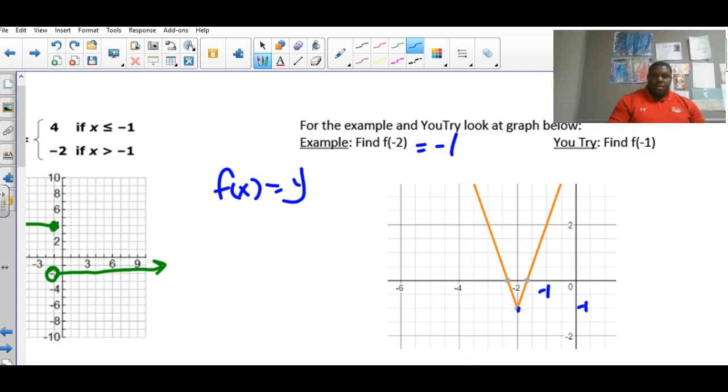And over here, if f is negative 1, so here's negative 1. Well, where's the function? It's not down here. There's no graph here. If I go up, there it is, 2. The function where x is negative 1, the y is 2. So there you go.